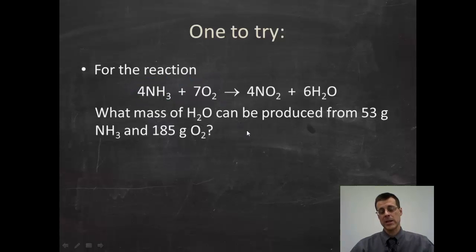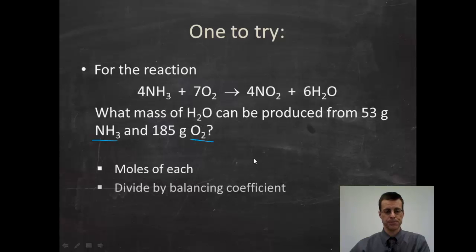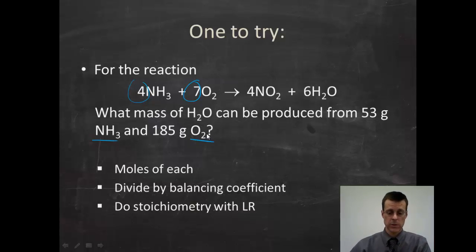And at first glance, I cannot know for sure which one is limiting, so I have to calculate moles of each. So I need molar mass of ammonia, molar mass of oxygen, divide by the balancing coefficients, 4 and 7. Smaller number is limiting. Then, once I know what's limiting, I do the stoichiometry. And the stoichiometry is exactly the same kind of stoichiometry we've been doing over and over and over. And hopefully at this point, stoichiometry has become that fairly simple but tedious affair. Because at that point, all we have to do is adjust it slightly, and we still know what we're doing.